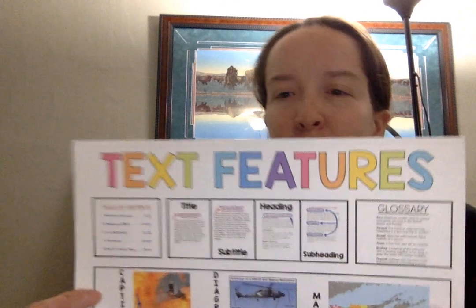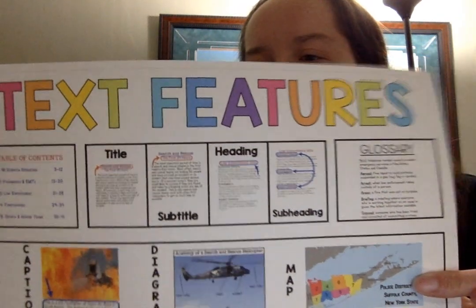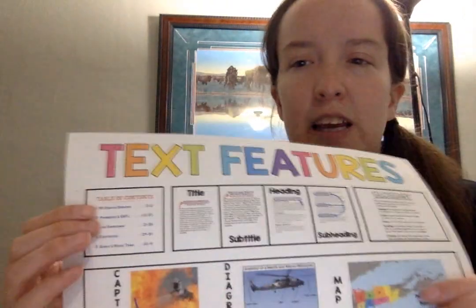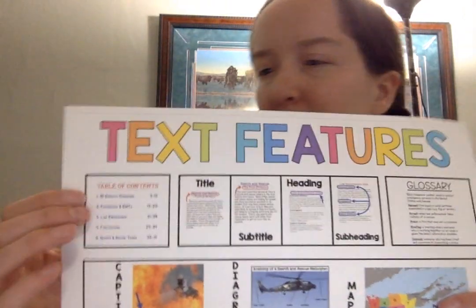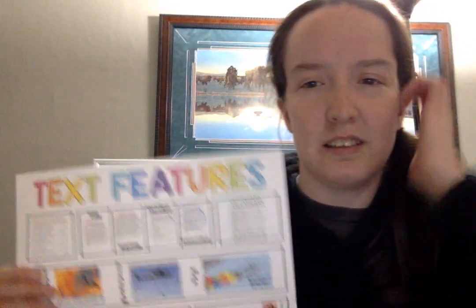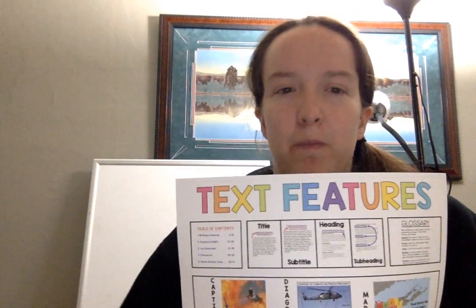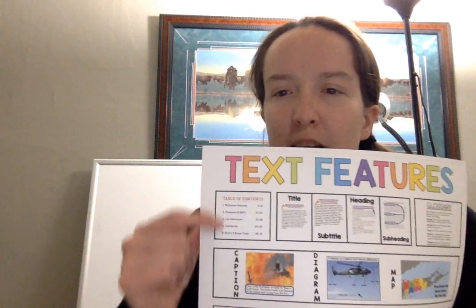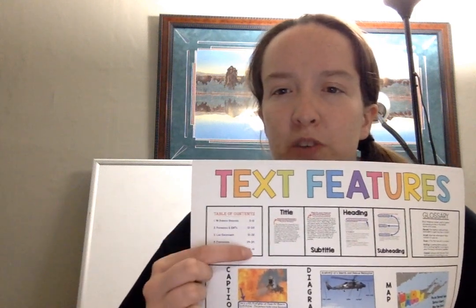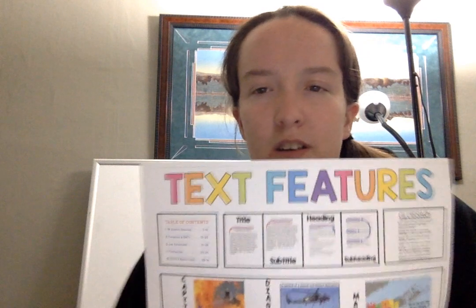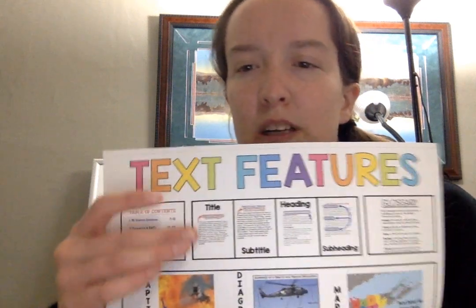We're going to read each box. So, who can read the first box for me? Yes, thank you. Yes, table of contents. Who can tell me what a table of contents is? It's something at the beginning of the book. Yep, it lists all of the chapters and gives you the page numbers for each of the chapters. Good. Who can read the next one?